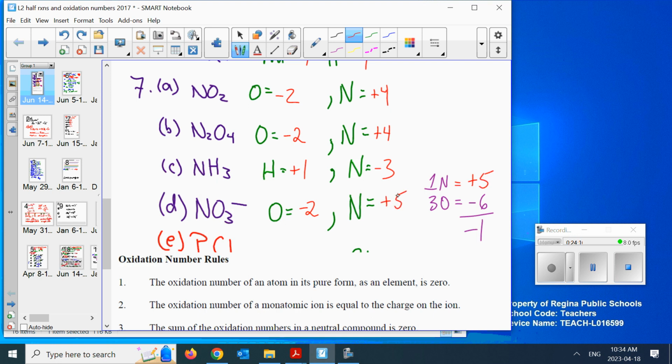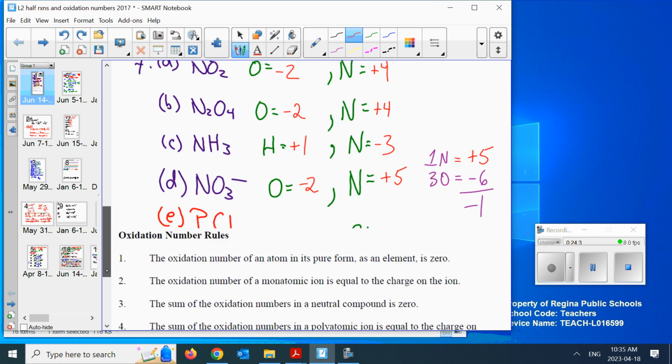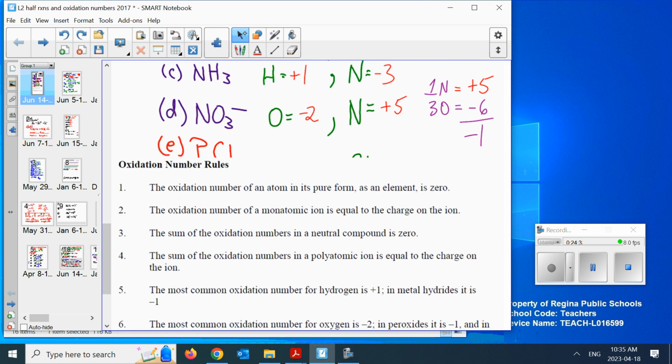Now, this is why I use nitrogen. Don't get hung up on a particular element always having the same oxidation number. It doesn't necessarily. It depends what it's combined with, and how it's combined. Actually, A, B, and D are all with oxygen, and we've got a couple of different oxidation numbers.